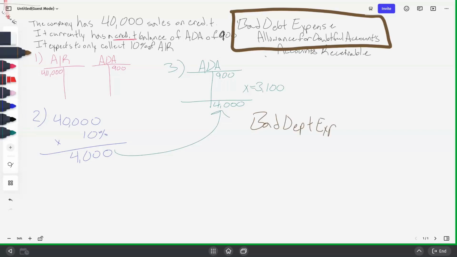This is step 4, which is 3,100. And then we credit the ADA account for that amount. And in doing so, it makes this a reality where our allowance for doubtful accounts becomes 4,000. Any questions on this at all?